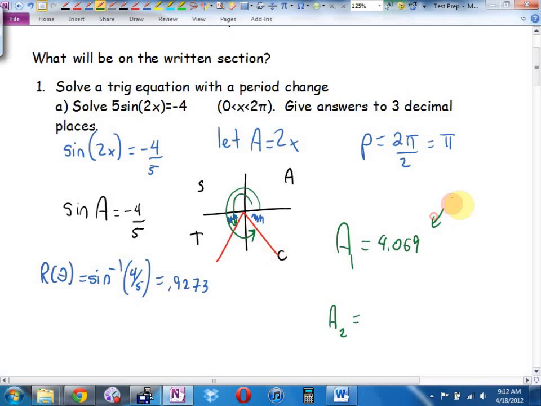I should make a little note here. This is pi plus 0.9273, 2 pi minus 0.9273. Sorry, Nicole, what? Now here's the problem. I found A. There is no A in my original question. What letter was in my original question, Andrew? Well, what letter? X. Okay, based on this little statement right here, if you know A, how would you get the X by itself? Divide by 2. So X1 is going to be A1 divided by 2. It's going to be 4.069 divided by 2, which is what?